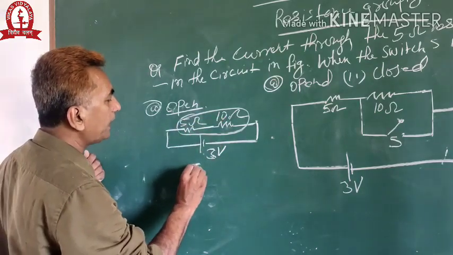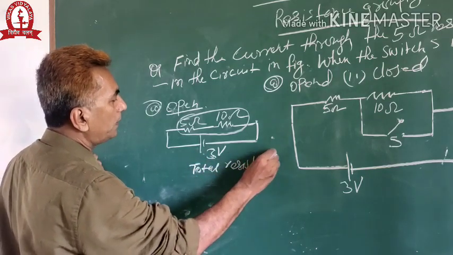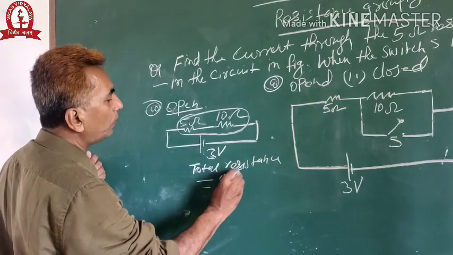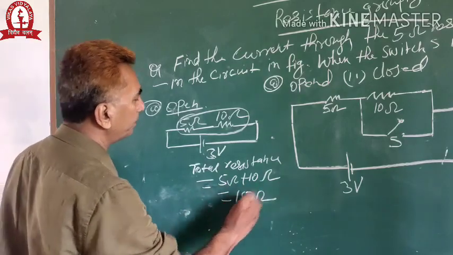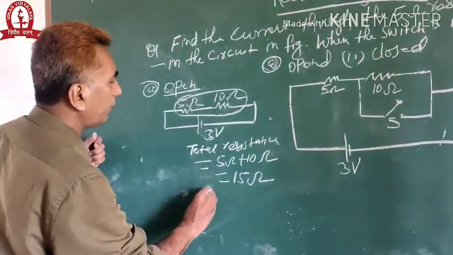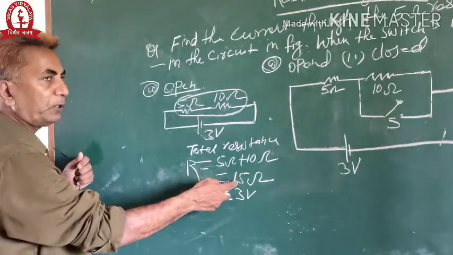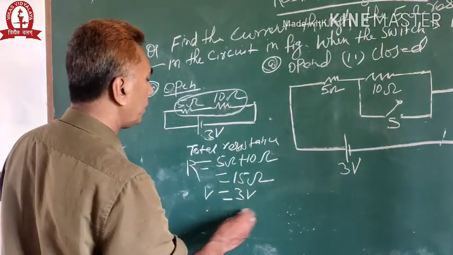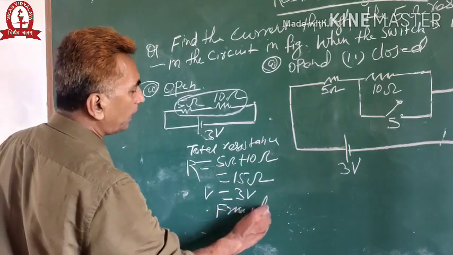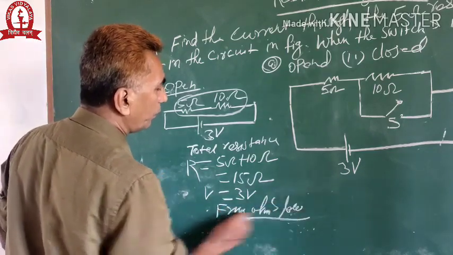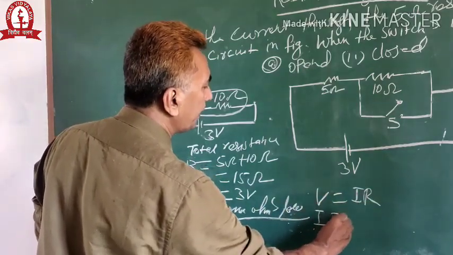That means total resistance is equal to how much? 5 ohm plus 10 ohm, because they are in series. Now this becomes 15 ohm. What about V? I have V equal to 3 volt. Now see, R is equal to 15 ohm and V is equal to 3 volt. So by applying Ohm's law, we have V is equal to IR. Applying this formula, I is equal to V upon R.